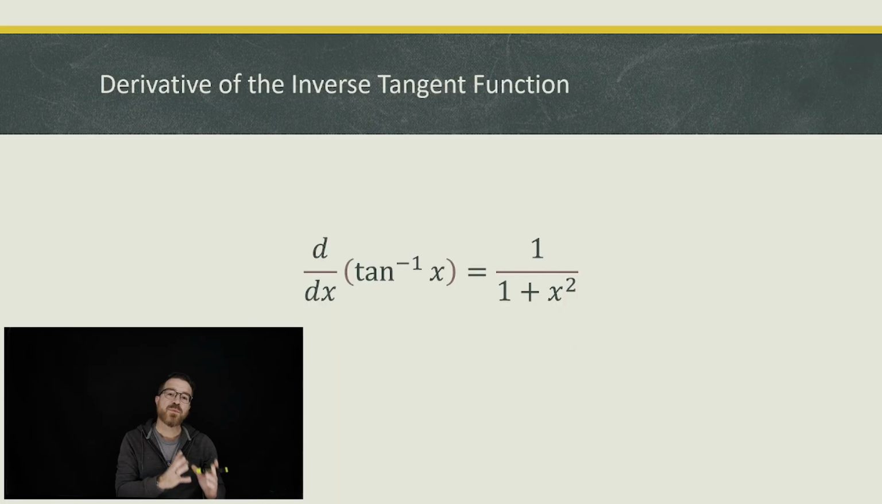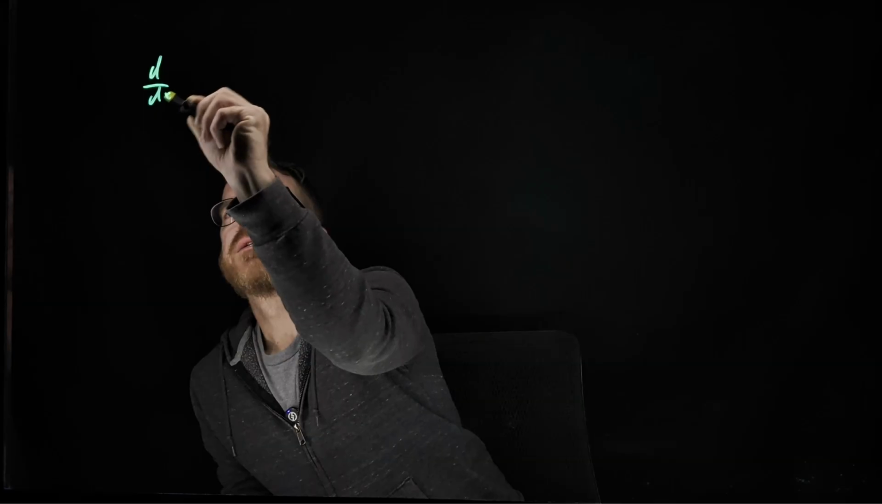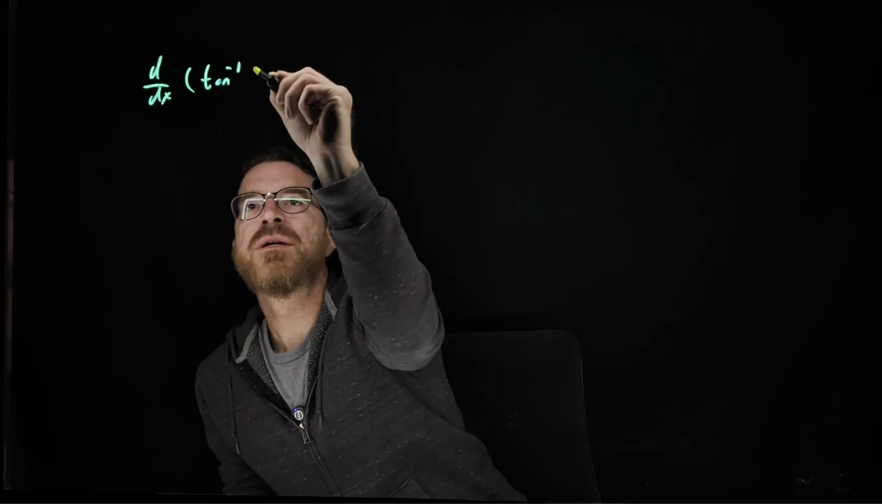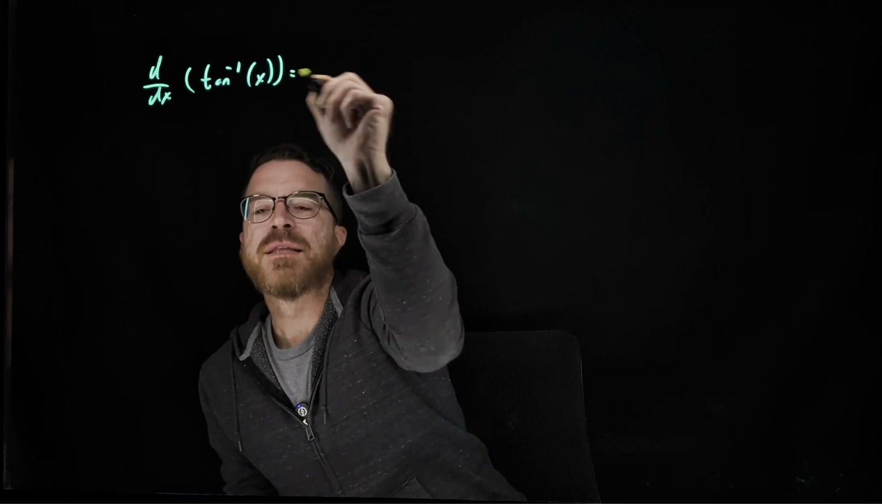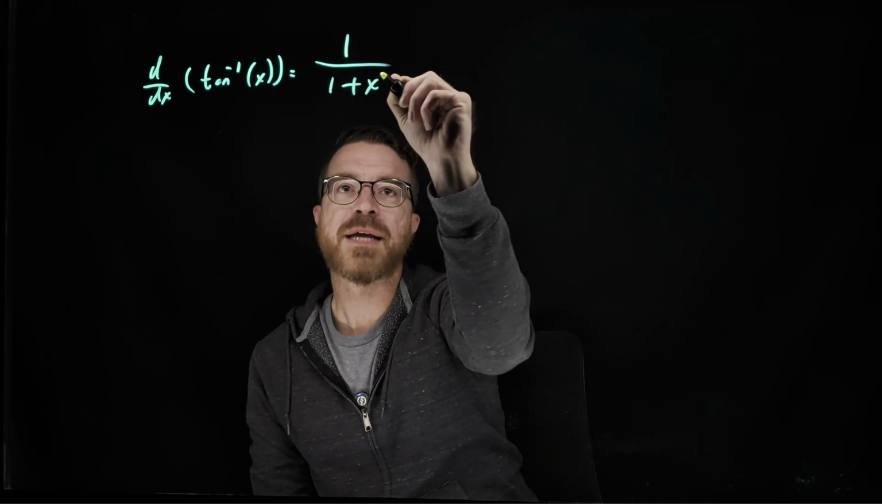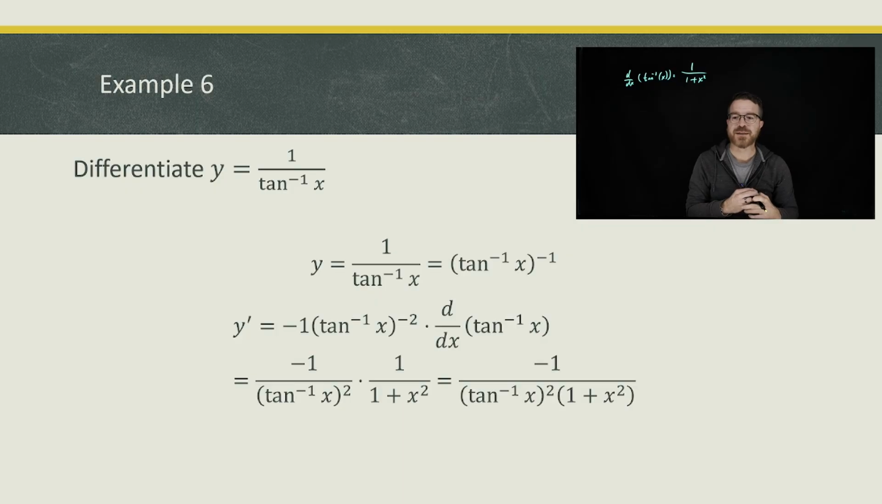Now we're going to add one more rule to the mix. If we have d/dx, so we're taking the derivative of our inverse tangent function of x, this is going to be equal to 1 over 1 plus x squared. So we're going to do one example just to show how we would take this derivative.